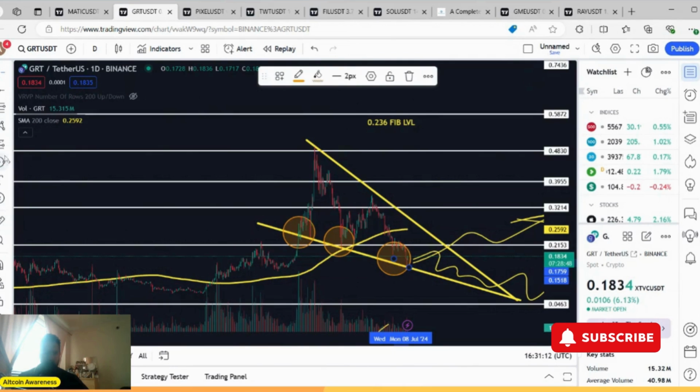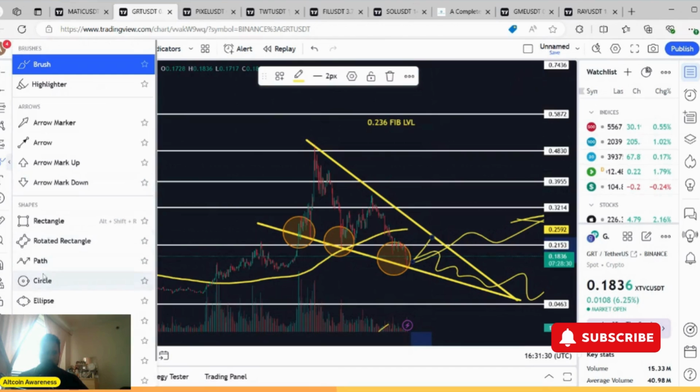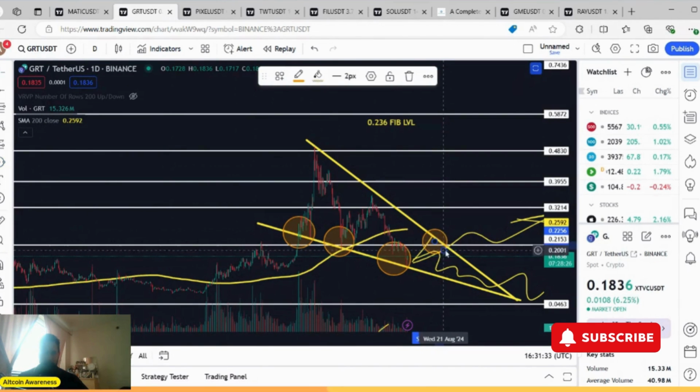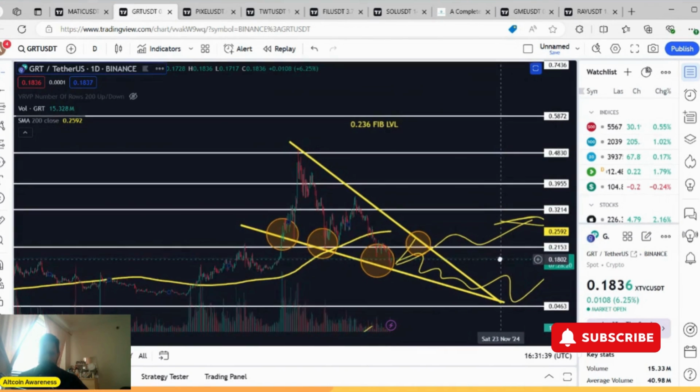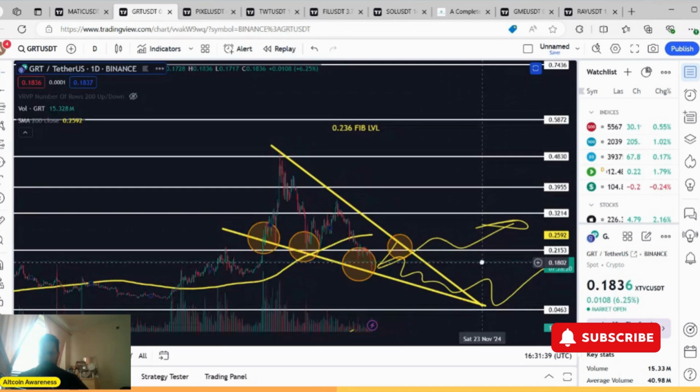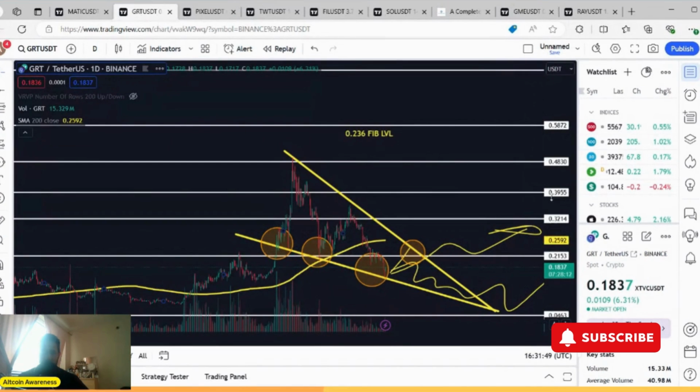So if you want a short-term trade, you might want to start scaling in now and maybe sell when we get to the top trend line of this triangle pattern, right? So you might want to enter down here and exit up here and wait to see if we're going to get a breakout or not, okay? The rest of the targets that we have in this chart are 0.32, 0.39, 0.48, and 0.57, okay?